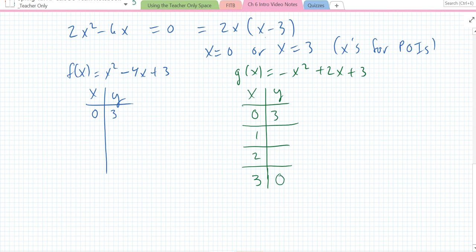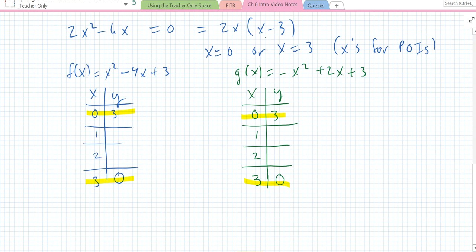Some tool keeps popping up on me. And then for the other one, I'm going to plug in 1, I'm going to plug in 2, and then I'm going to plug in 3, and I plug in 3 in here, and so it's 9 minus 12 plus 3. That's going to give me 0 also. So notice, our points of intersection match. And so that worked.